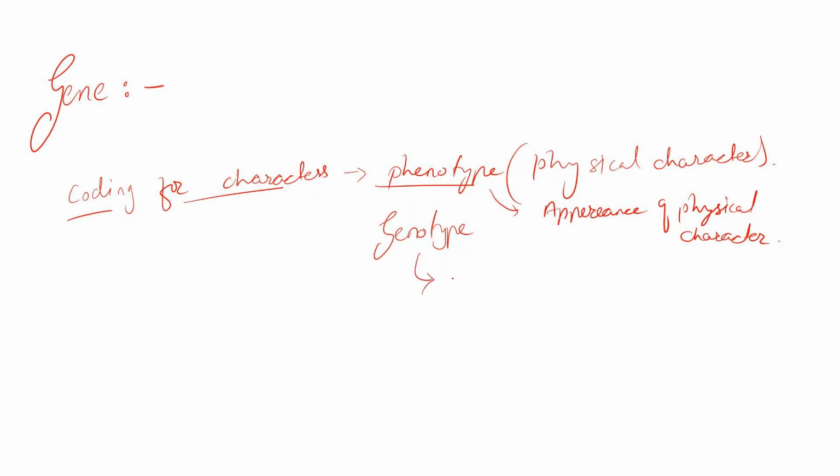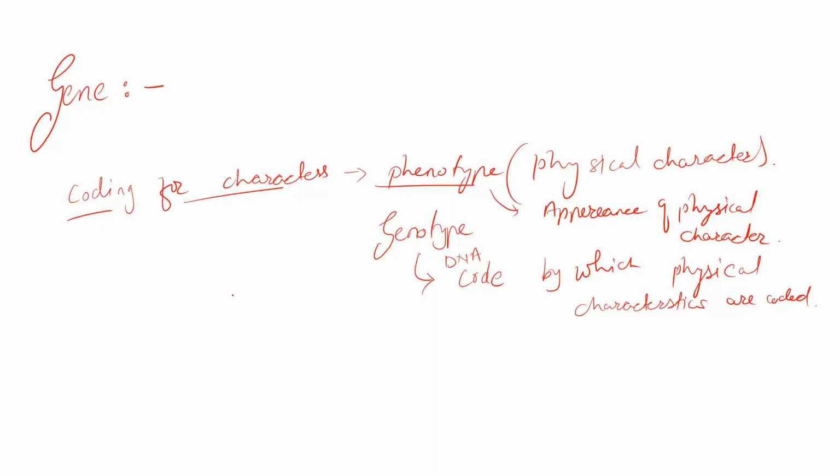And what is genotype? The code by which physical characters are coded, the genetic code, or the DNA code we say, right? Genotype is nothing but the DNA code by which physical characteristics are coded. So all the phenotypic expression is possible because of the genotype present, right?